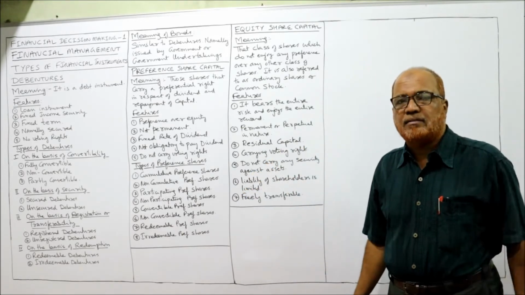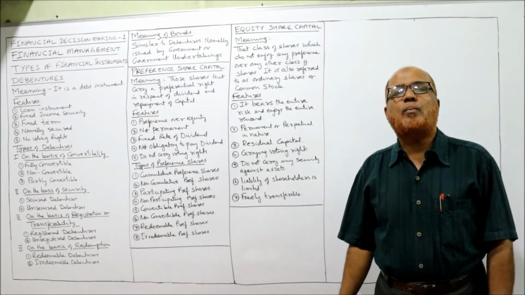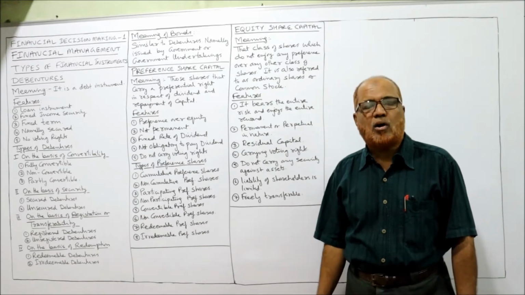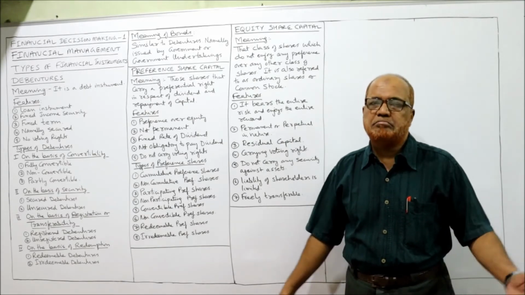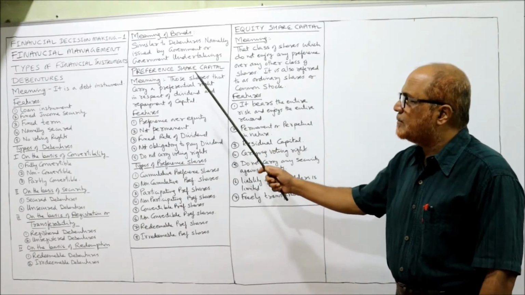Then what is the difference? The difference is normally debentures will be issued by corporates, whereas bonds will be issued by government or government undertakings. That's it. Remaining all the features are same for bonds or debentures.